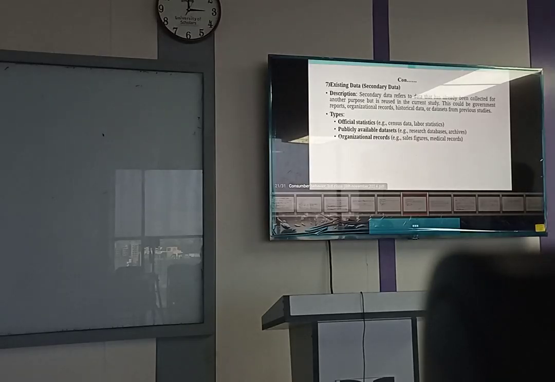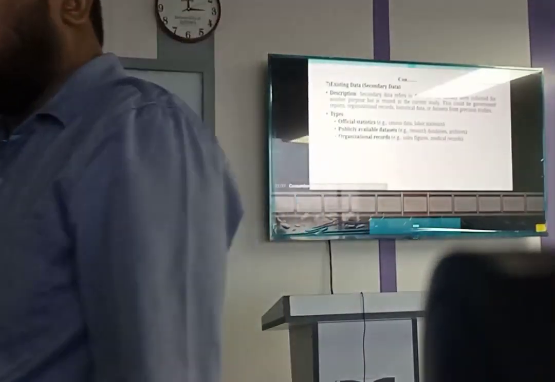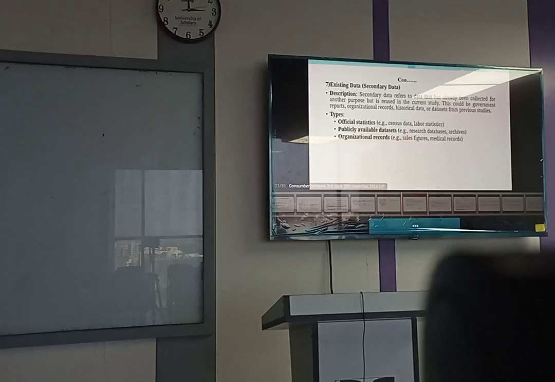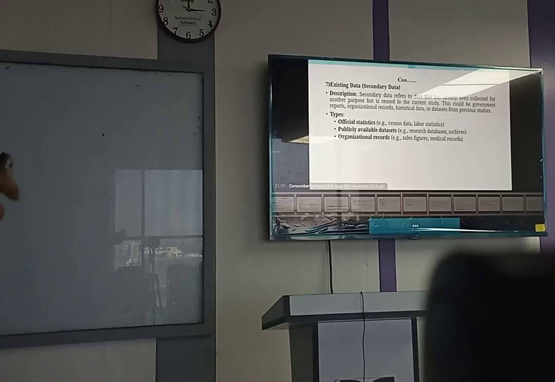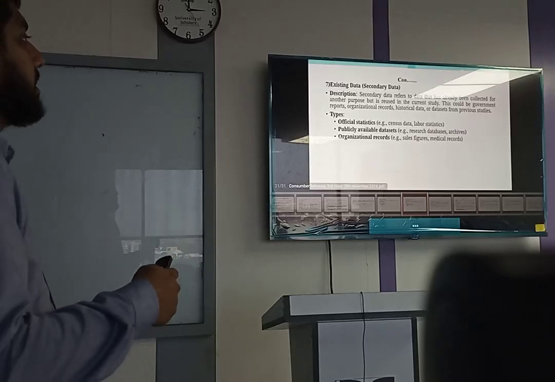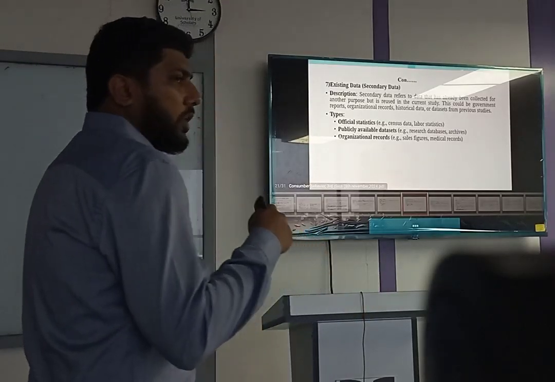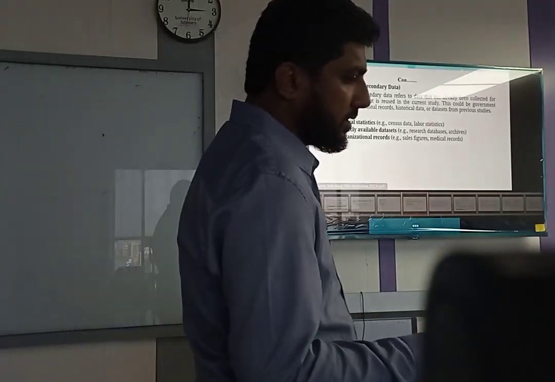Existing data, secondary data. Secondary data refers to data that has been already collected for another purpose, but is used now. Because the data was collected previously, you can use it anytime based on your need. This could be government reports, organizational records, historical data, or data accessed from previous studies.